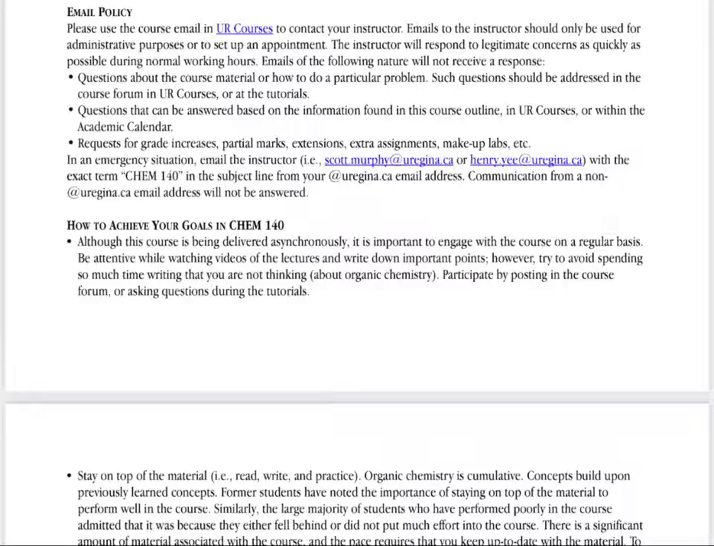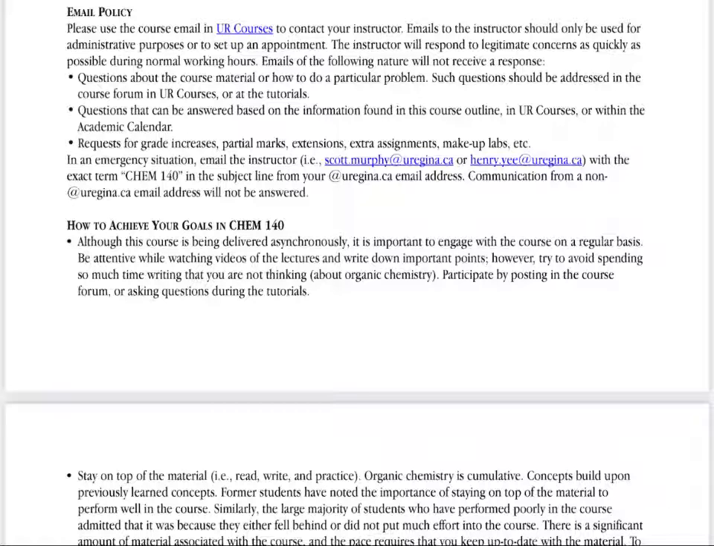Email policy. Please use the course email in your courses to contact your instructor. Emails to the instructor should only be used for administrative purposes or to set up an appointment. The instructor will respond to legitimate concerns as quickly as possible during normal working hours. Emails of the following nature will not receive a response.